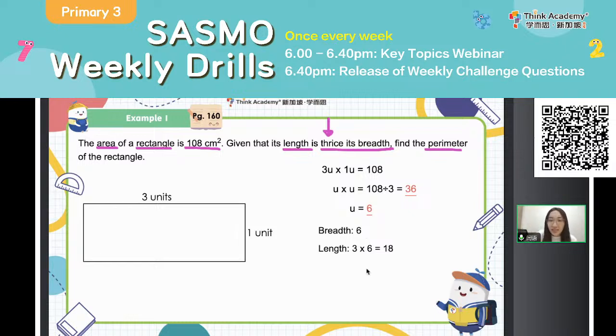So following this, okay, the last step, what is the perimeter? Perimeter, that is you just add all the sides together. What is it? 2 length, 2 breadth. So it should be, yes, it should be bracket 18 plus 6, then multiply by 2. The answer should be 48. It's a bit hard, right?